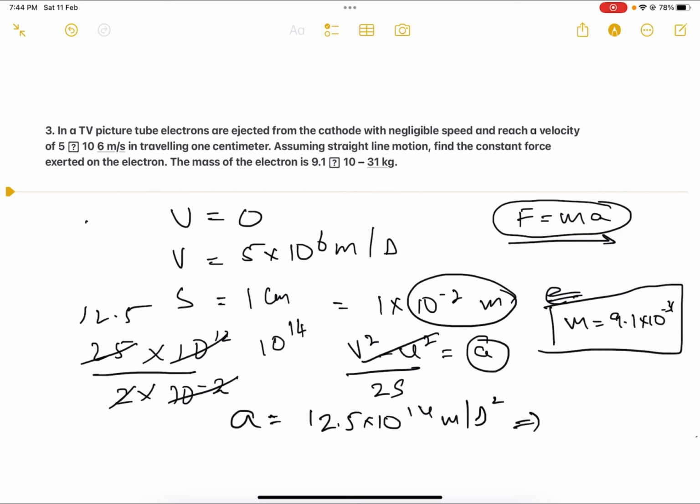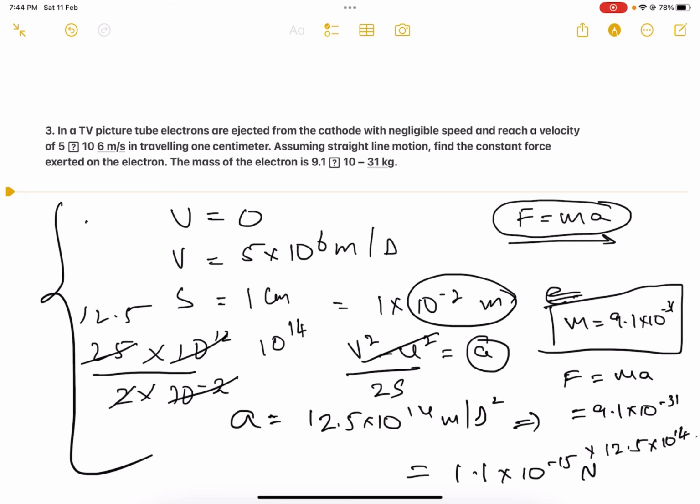This implies the force is equal to mass into acceleration. So force is equal to 9.1 into 10 to the power minus 31 into 12.5 into 10 to the power 14. If we calculate this whole thing, I'm using a calculator here, it comes out to be 1.1 into 10 to the power minus 15 newtons. So this is the final force that is being applied on the electron.